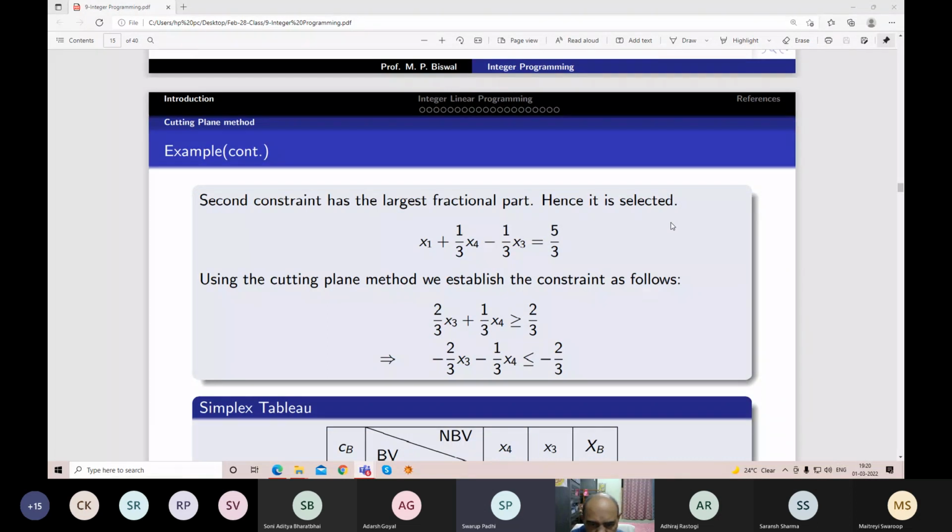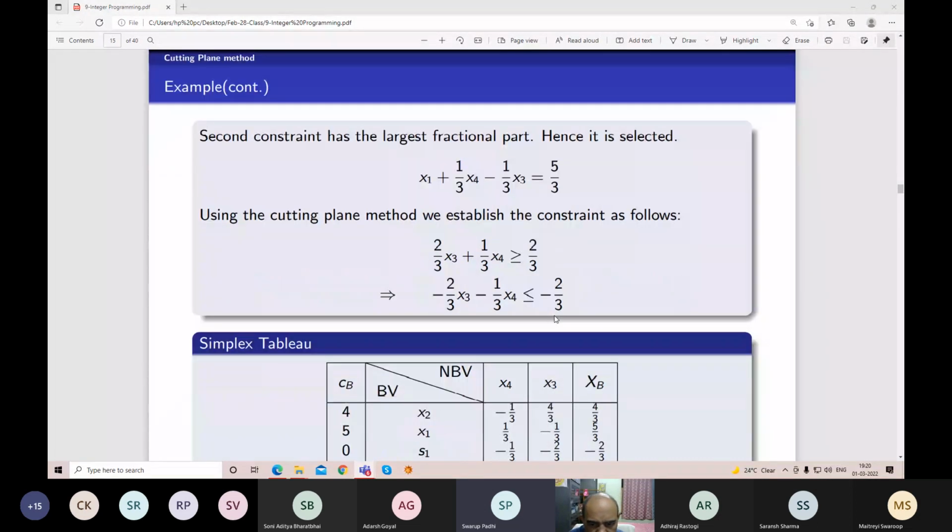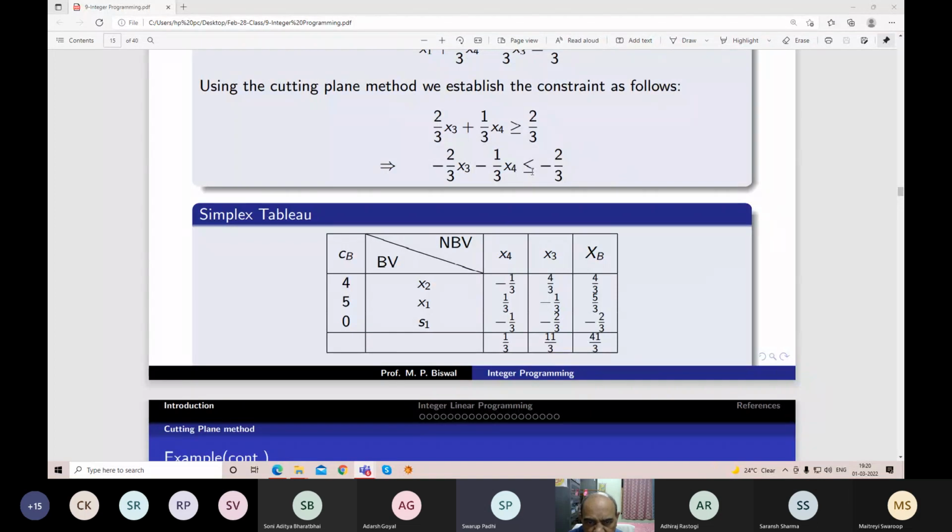The slack variable with respect to this, plus s1, is equal to minus 2/3. So why am I writing it in terms of s1? Because it is a slack variable, so that you can recognize it. In the first cutting plane, you are introducing a slack variable s1. So minus 2/3 x3 minus 1/3 x4 plus s1 equal to minus 2/3.